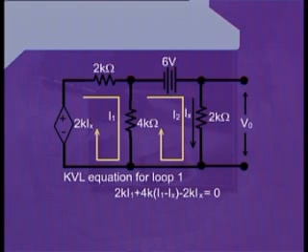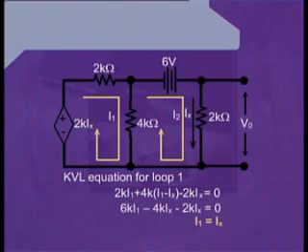Now, simplifying this equation, we can write 2K I1 plus 4K I1 minus 4K Ix minus 2K Ix equals 0. Further simplifying it, we can have 6K I1 minus 4K Ix minus 2K Ix equals 0. And if we rearrange and simplify this equation, then we can get I1 is equal to Ix.